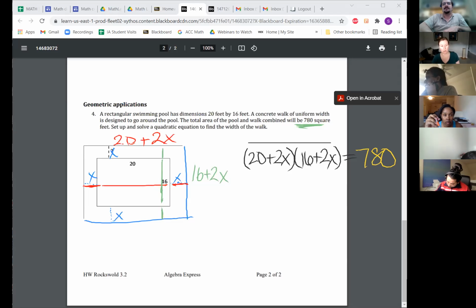So that's why I said, try to draw your little pieces and think about what you are identifying. Am I identifying the big piece or the little piece? If I'm identifying the little piece, I might need to subtract off my sidewalks. If I'm identifying the whole thing, I might need to add my sidewalks on.